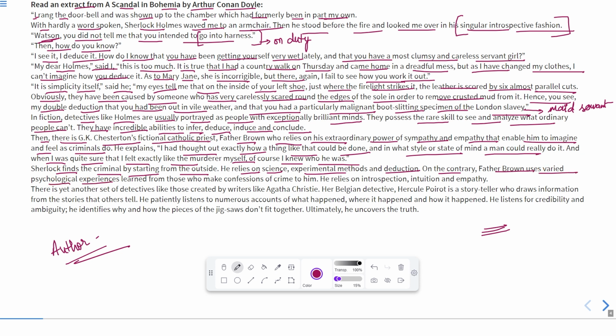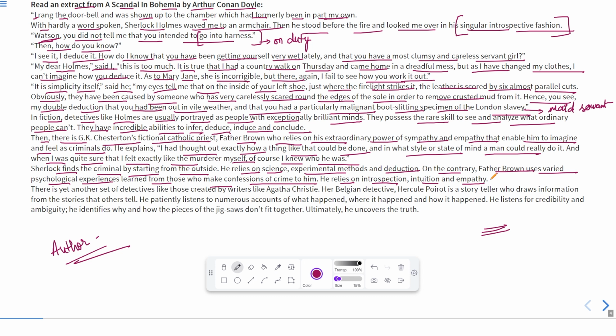Uses varied psychological experiences, so he used to investigate with the help of varied psychological experiences, learned from those who make confessions of crime to him. He relies on introspection, intuition, and empathy. Okay, so these are two different detectives with different styles of investigating the case, where Sherlock Holmes relied on science, experimental methods, and deduction, whereas Father Brown used psychological experiences, confessions, and introspection, intuition, and empathy.